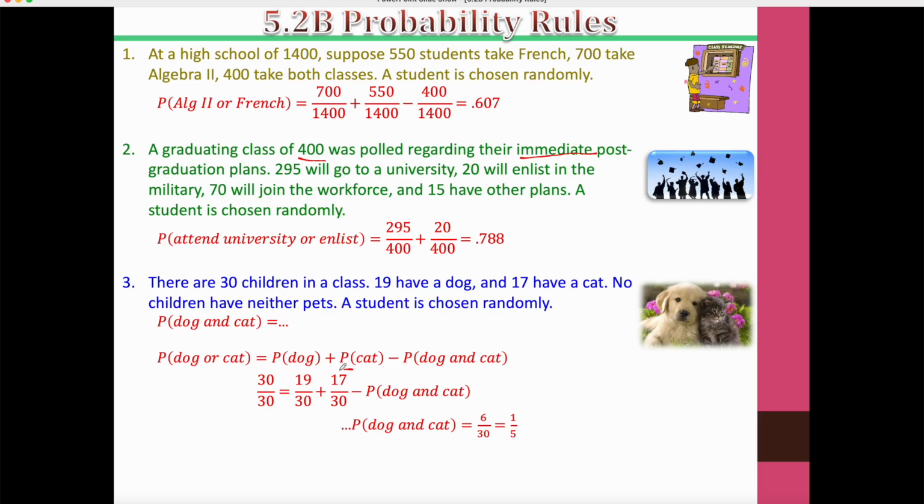Because this sum right here is 36, and we know there's only 30 kids in the class, which means we've now double counted 6 students. That tells us that 6 out of the 30 own a dog and a cat, which means that a fifth of the class owns a dog and a cat.